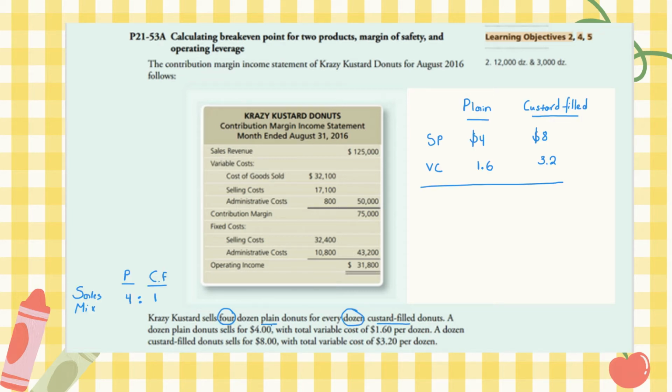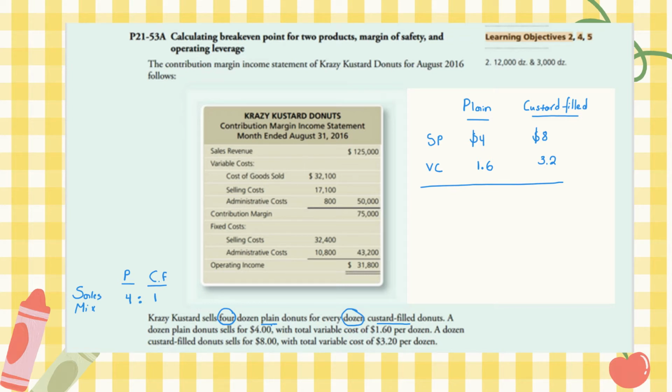So now I wrote down the sales mix. It's 4-to-1, 4 dozens plain for each dozen custard filled. Then he gave you the sales price and the variable cost for the plain and for the custard filled. So I wrote them down.